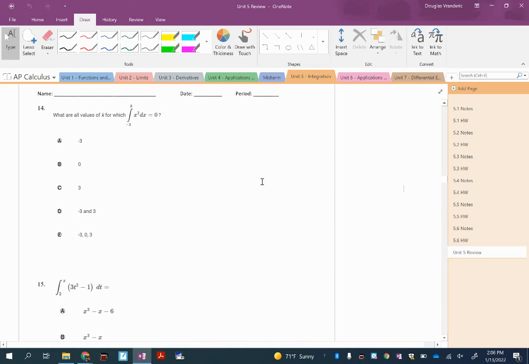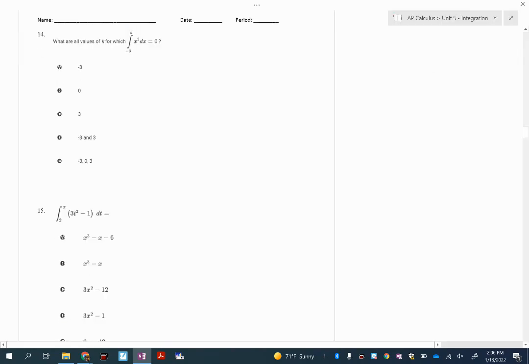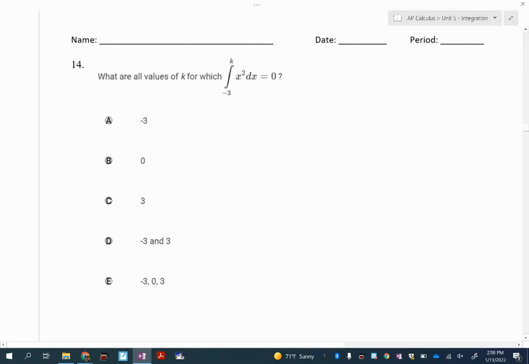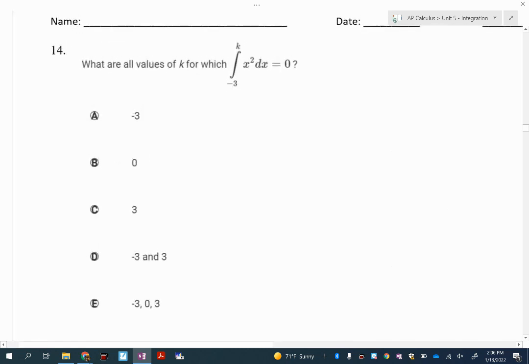Part 2 for our Unit 5 review. I'm going to start with question 14. This is where we left off after part 1, and I'm going to try my best to make it to question 31. Okay? All right, so this says, what are the values of k for which the integral from -3 to k of x squared dx equals 0?